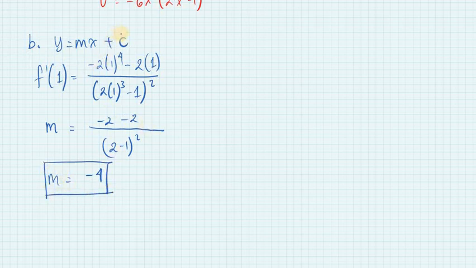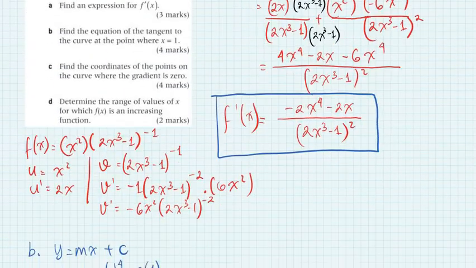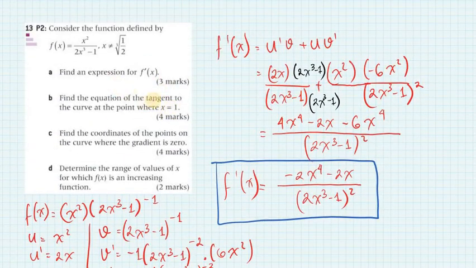We need to find the c. To find the c, we need to find the point. We need to find at least one point. We already have one here. When the x is 1, we have to find what is the value of y, because the point is x and y. We got the x is 1, we need to find the y. The y, we can get it from here. Just input the 1 into this equation, the original one.